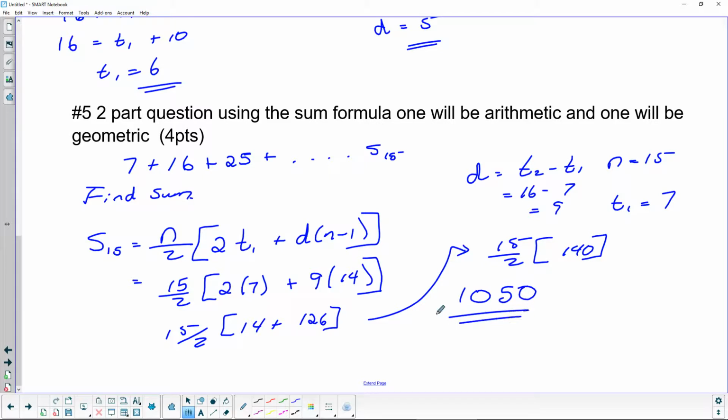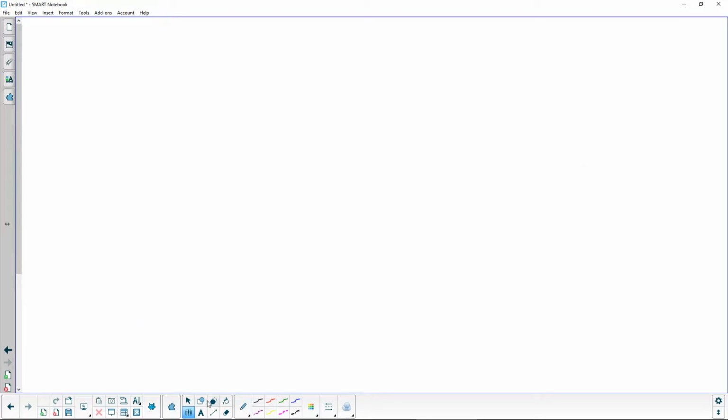Okay, so I'll give you one that's arithmetic and give you one that is geometric. Okay, question number 6. Question number 6 is we're going to convert a repeating decimal into a fraction. Let's do that on the next page. Okay, question number 6.